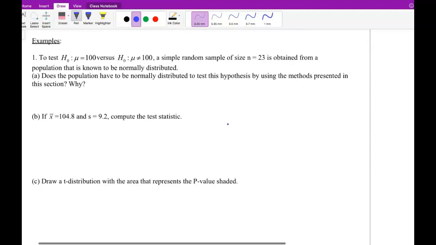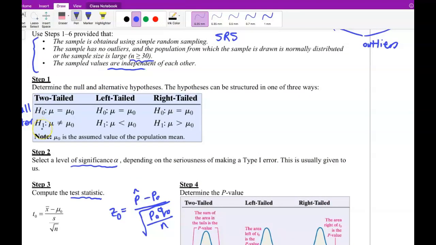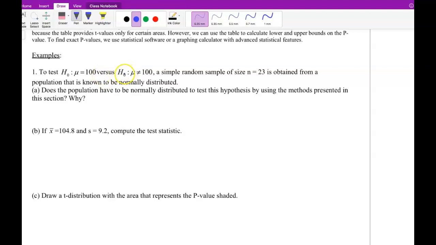Example number 1. Here our null is mean is equal to 100, and that is versus mean is not equal to 100. Okay. Here on this part for null I used H0, and for alternative H1. So it's better to change this one to H1 because that is versus this one. So this is the null, and this is the alternative.